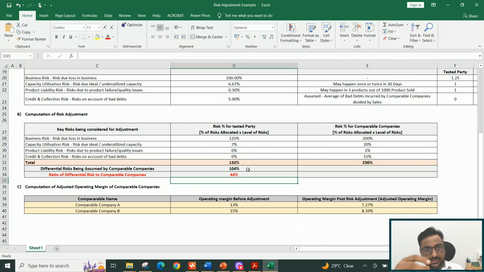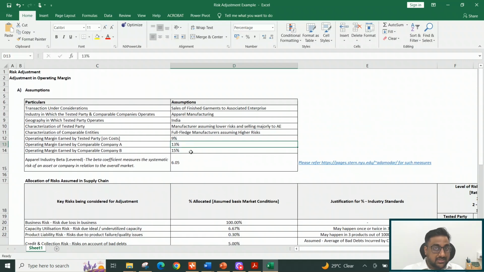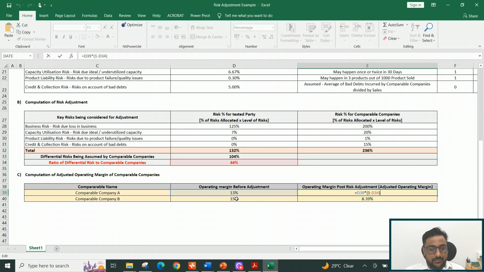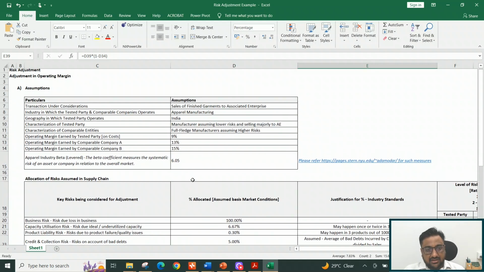Now why is this there? Because that 44% is the amount of margin reduction which I will make from the comparable entities' margin that they have earned. As you saw, the operating margins of the comparable entities were 13% and 15%, and I will reduce 44% from those two margins. You can see the formula here: from 13% I have reduced the 44%. So I have arrived at an adjusted comparable margin of 7.27% for comparable company A and 8.39% for comparable company B. Technically I have reduced the risk portion from their margins. If I average these out, I get 7.83%, which I can compare with 9%.